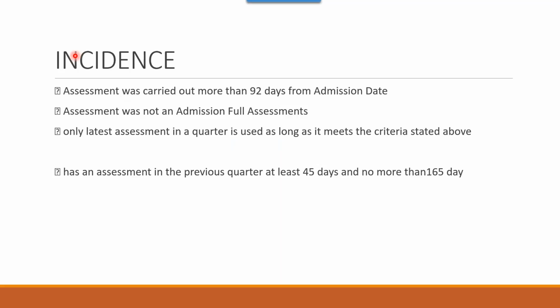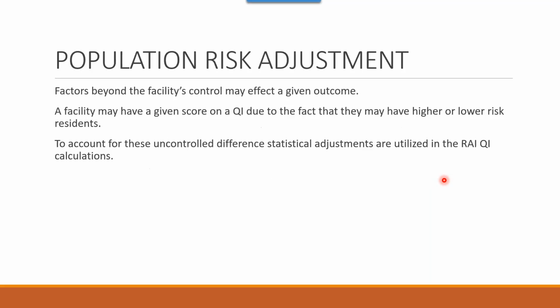We also know for the incident indicators, we need two assessments, one to look back at. The first three exclusions are the same as for the prevalence indicators where there's only one assessment, but there's another condition. The prior assessment must be at least 45 days ago. If it's not at least 45 days old, then the assessment will be excluded from the calculation. And if it's more than 165 days ago, it will be excluded from the calculation.